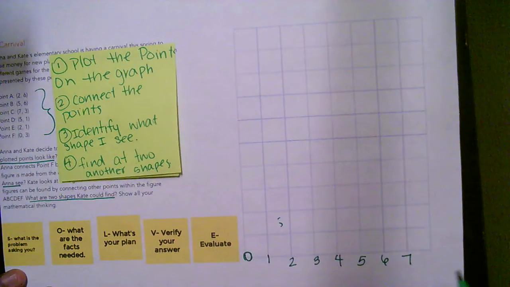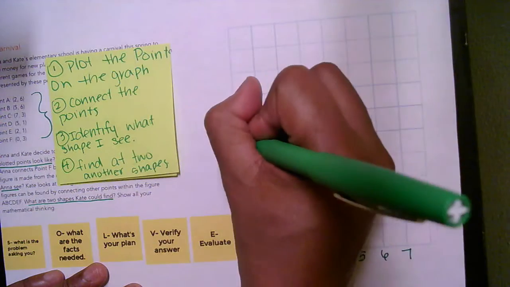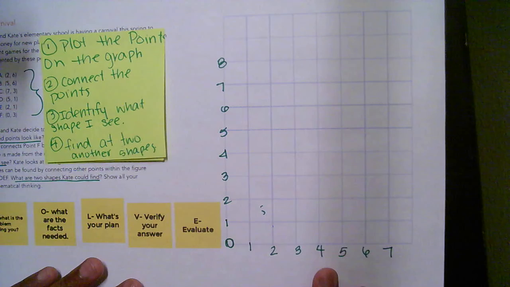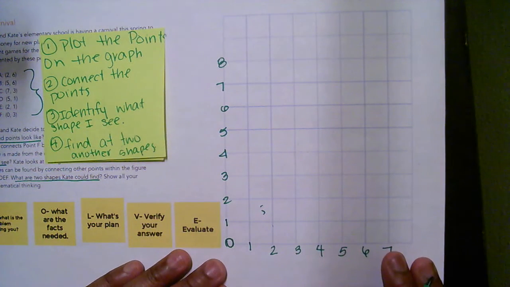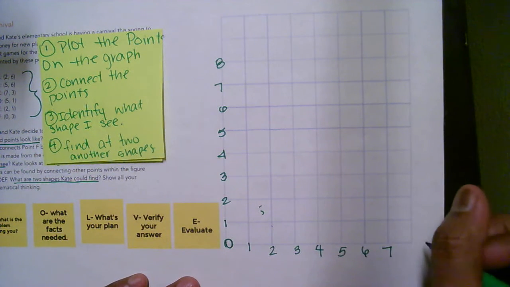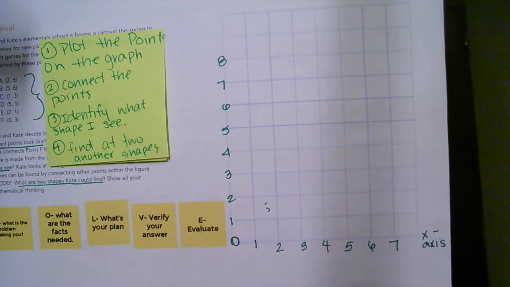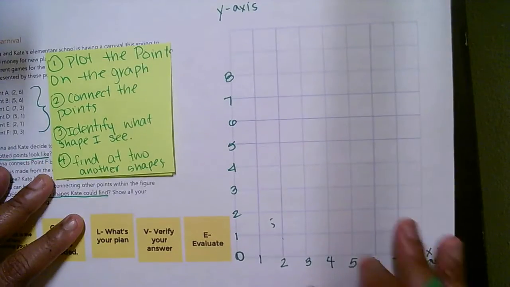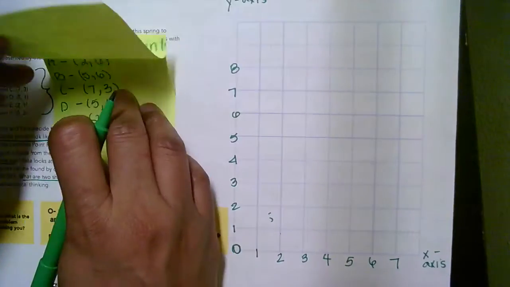And now I'm going to number my number line upwards. 1, 2, 3, 4, 5, 6, 7, 8. And I'm going to stop there. Okay, before I continue, I need to name my number lines. So this number line that is horizontal is known as the X axis, and this is my Y axis. Okay, very important.